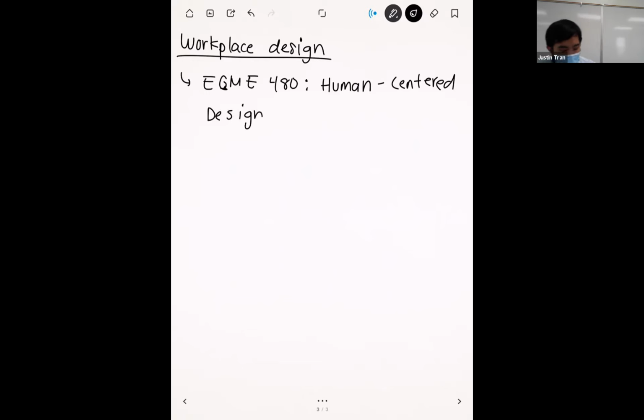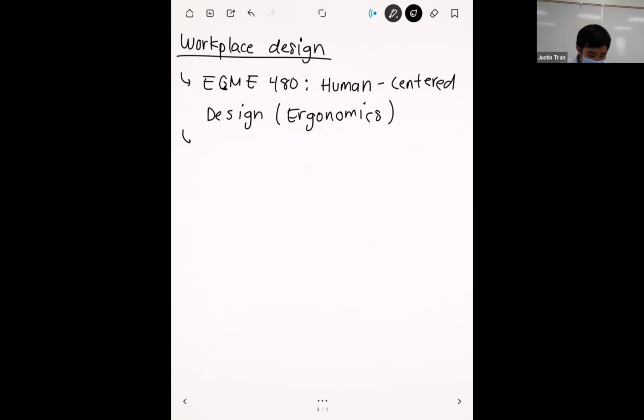The whole point of that class is, how do we design workplaces, or machines, for people to use that work well for them. Biomechanics plays a really big role in that, because a lot of designing an effective workplace is designing one that places as little stress on the human body as possible. Another way you can think of that class is ergonomics, a very close cousin to this class.